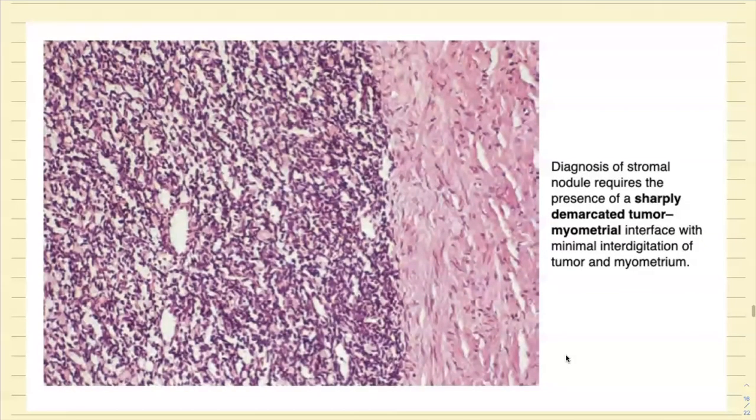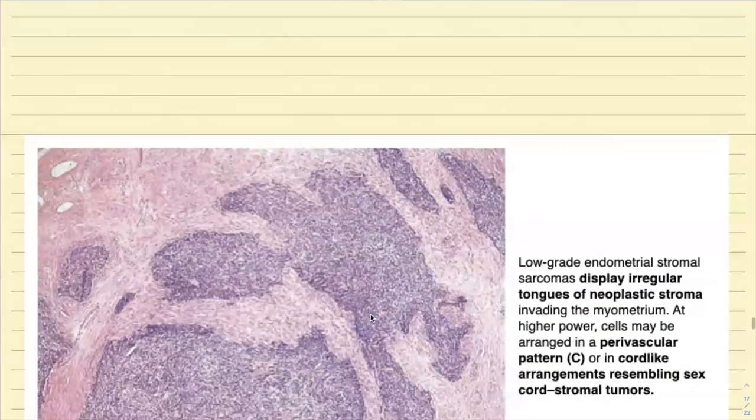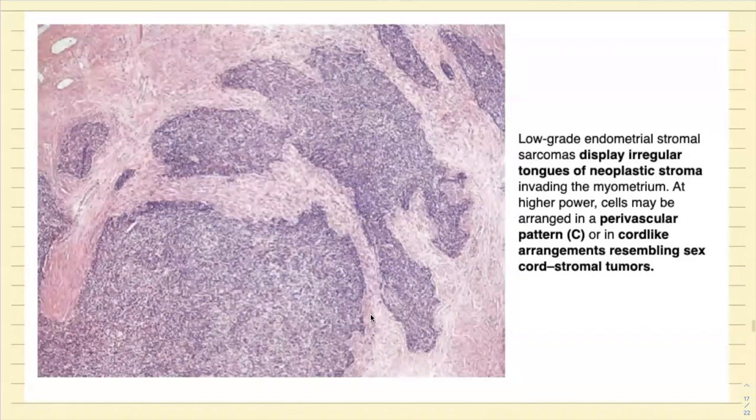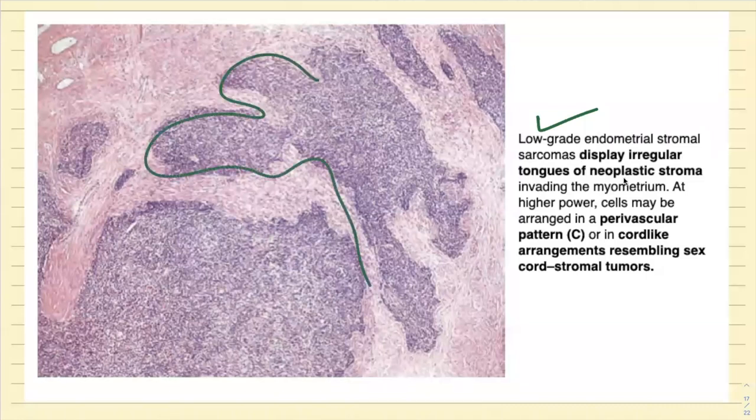So this is your classical stromal nodule, as we can appreciate, and this is the endometrial stromal sarcoma. As we will see, this endometrial stromal tumor is sharply demarcated from the myometrial surface. Okay, sharply demarcated. And in this other tumor, if you look, sometimes the low-grade endometrial stromal sarcomas display irregular tongues like this, like a geographical tongue. Irregular tongues of neoplastic stroma invade the myometrium. So this is the stromal tissue and this is the myometrium. You can see in a low-grade endometrial stromal sarcoma how it is invading.